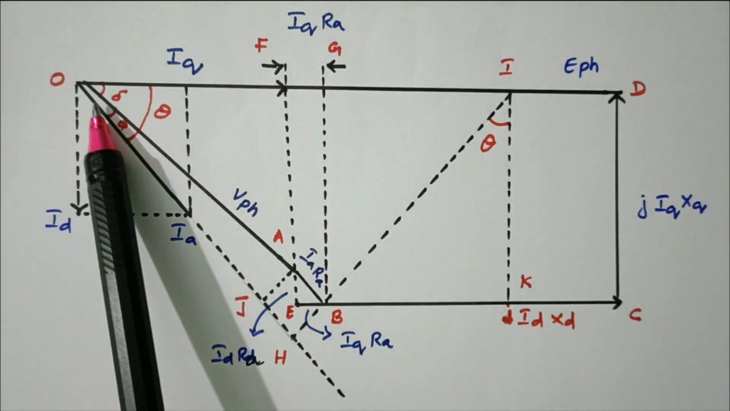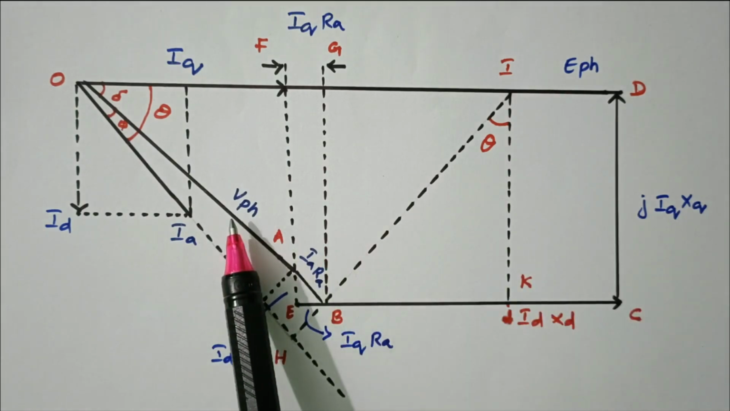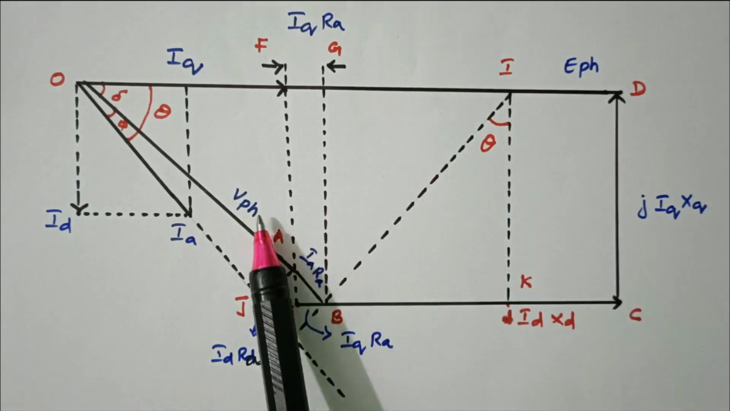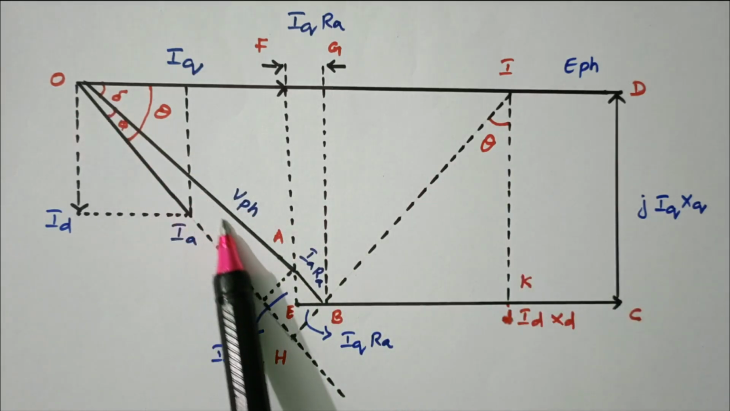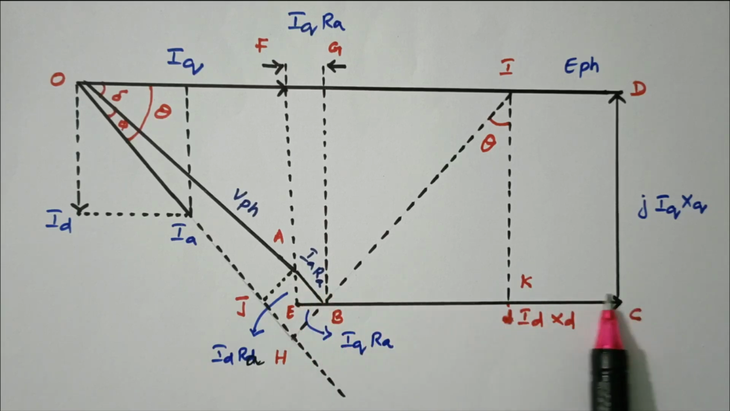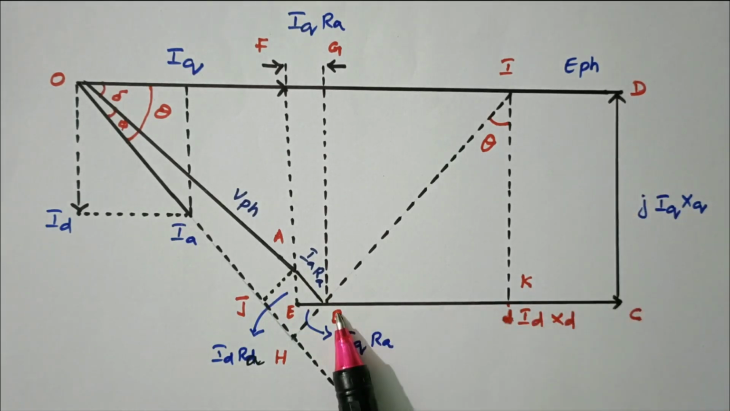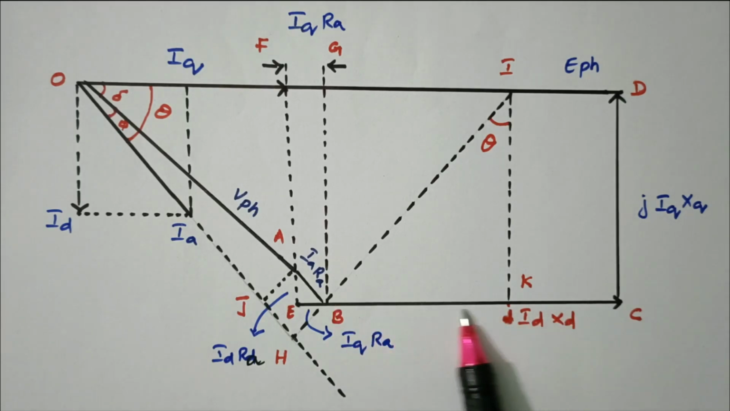V phase is lagging E phase by an angle of delta. So we draw the line V phase. This is the Ia Ra drop, and the Id Xd drop and Iq Xq drop are perpendicular. These are all in phase.